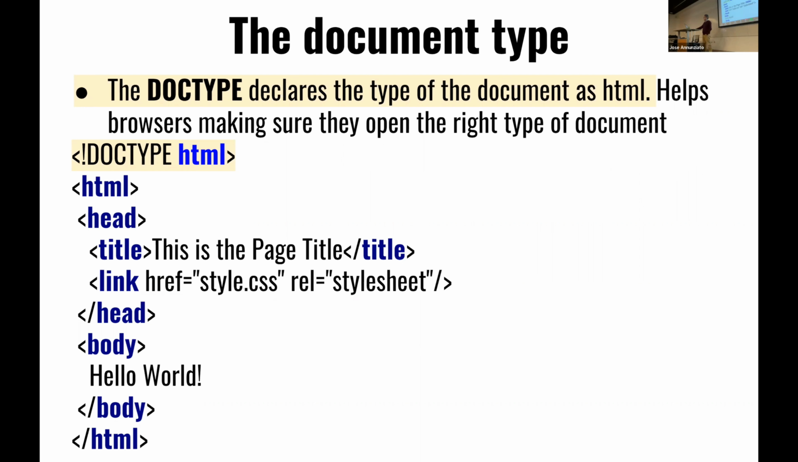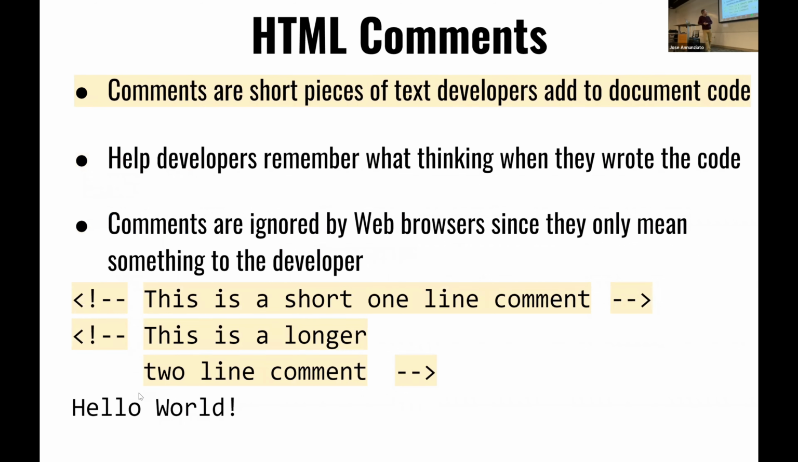So there it is. We have a title. We have a link referring to a style sheet that presumably lives in the same directory as this file. And this would just render hello world. Okay. You also have comments, again mostly for us developers, so that we can remember what we did last week when we were debugging our code. It could be a single line or multiple lines.